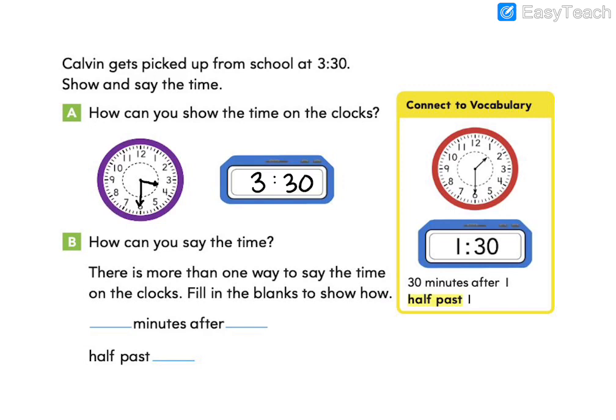We can say this in another way too. Instead of 15 minutes after, this is 30 minutes. 30 minutes after 3. Now take a look at the vocabulary. When I'm looking at this group of 30 minutes, I can break my clock in half. Another way to say 30 minutes after is half past. So it's half past which hour? Half past the hour 3. So we can also say half past 3.